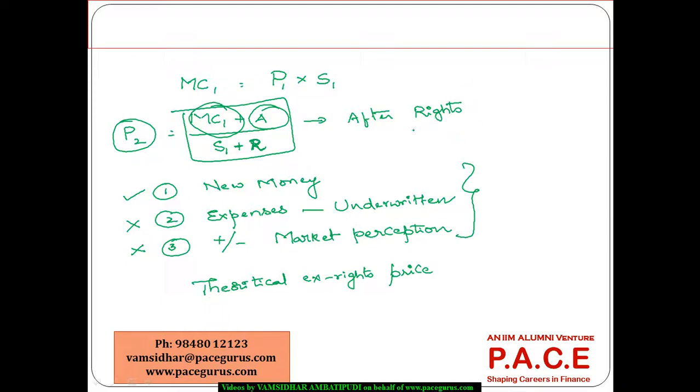Now I could really see if there are N shares initially, right? If initially there are N shares, or probably let's look at it like this. We had P2 equals MC1 plus A divided by S1 plus R.